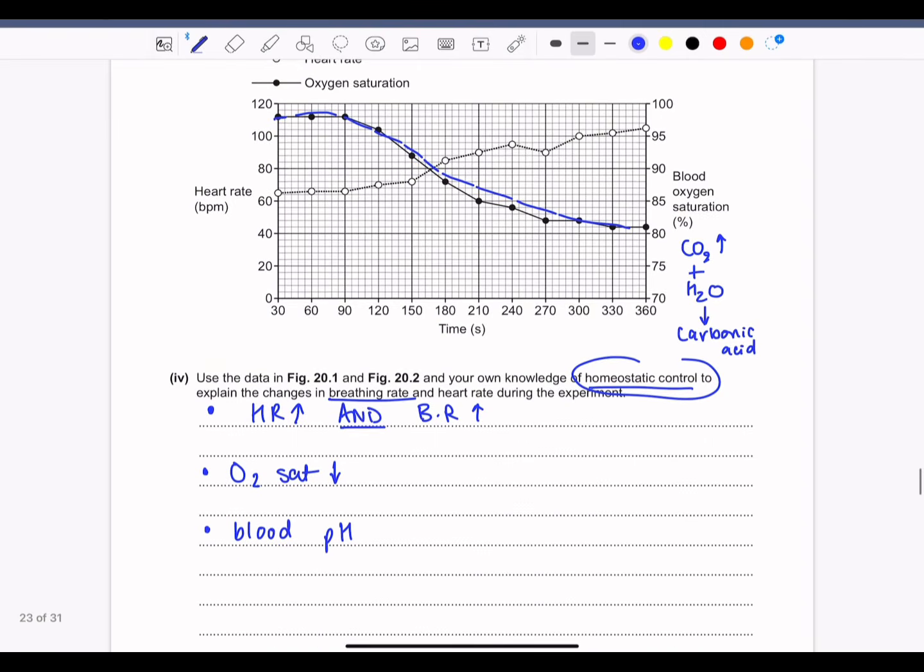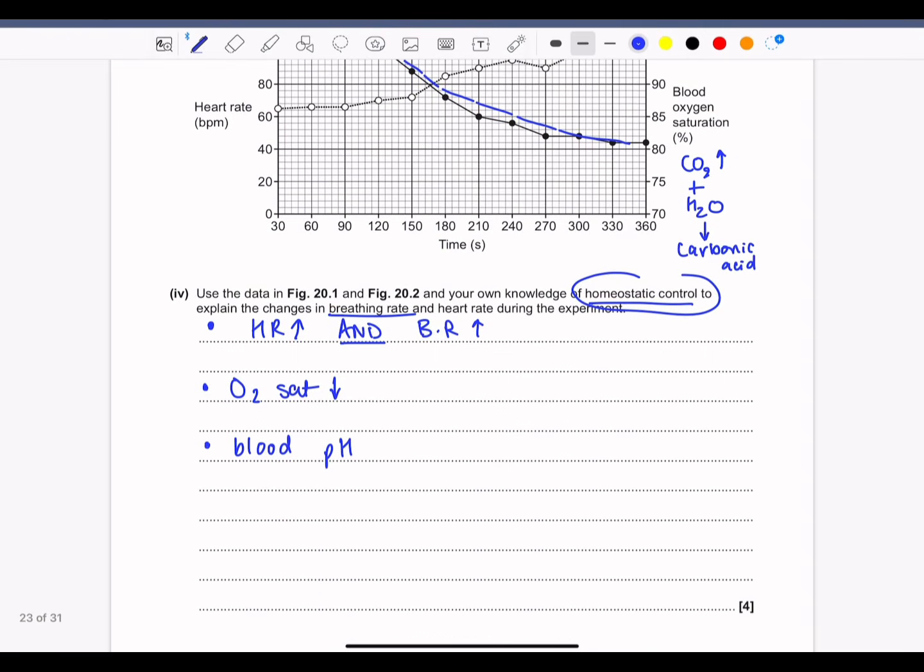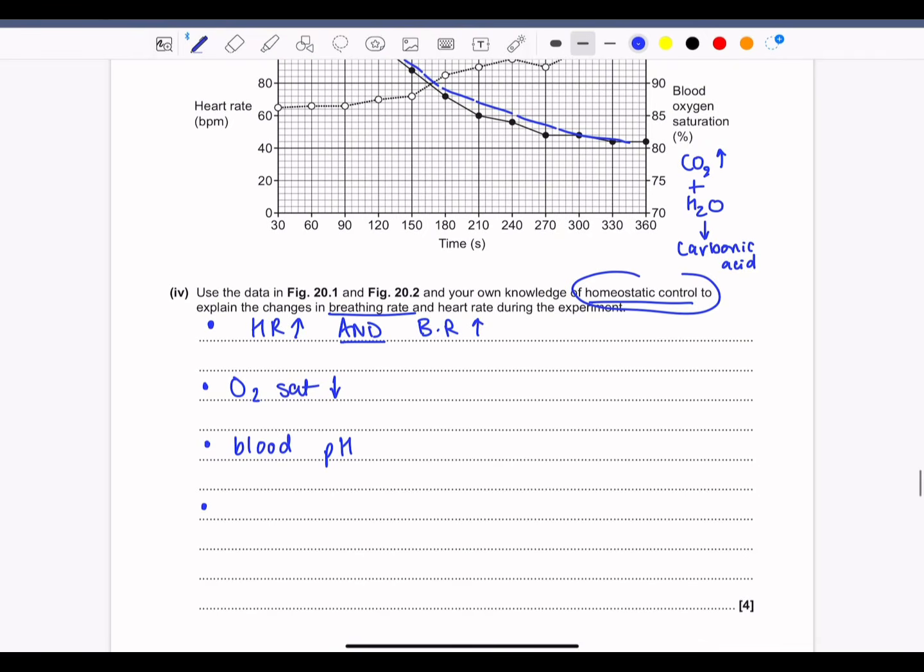Besides the point. So the blood pH decreases, and this change in blood pH is detected by specific receptors, those being chemoreceptors. So chemoreceptors in the medulla, so chemoreceptors in the medulla oblongata.